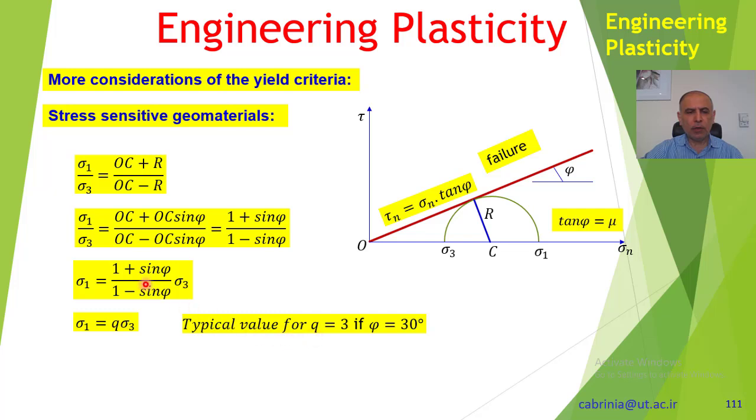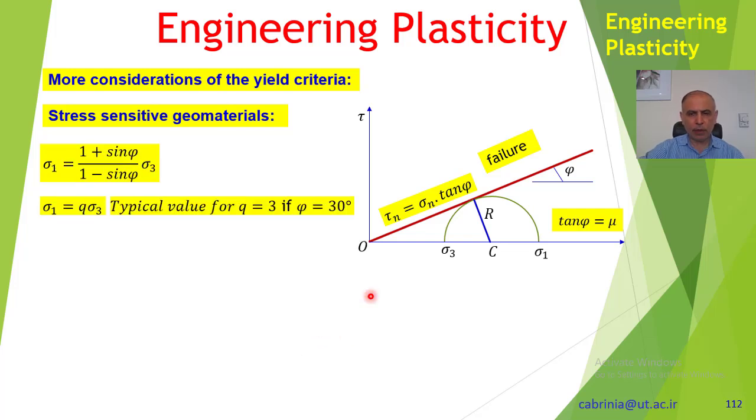A typical value for Q, which is equal to 1 plus sine phi divided by 1 minus sine phi, is 3. If phi is equal to 30 degrees, Q becomes 3. This is a typical value in geomaterials. So for granular materials we use this typical value.